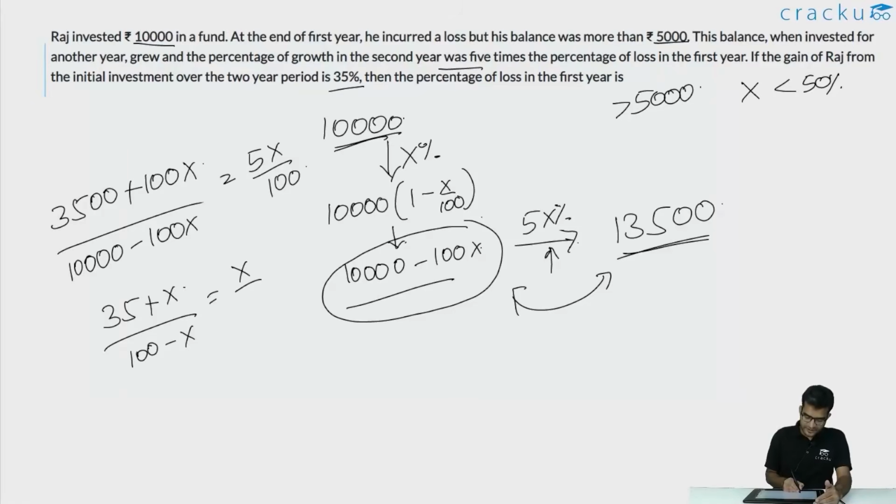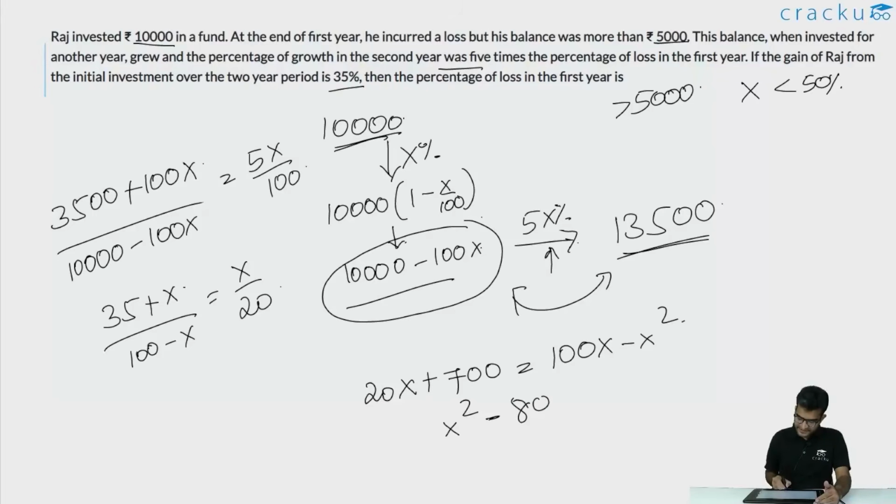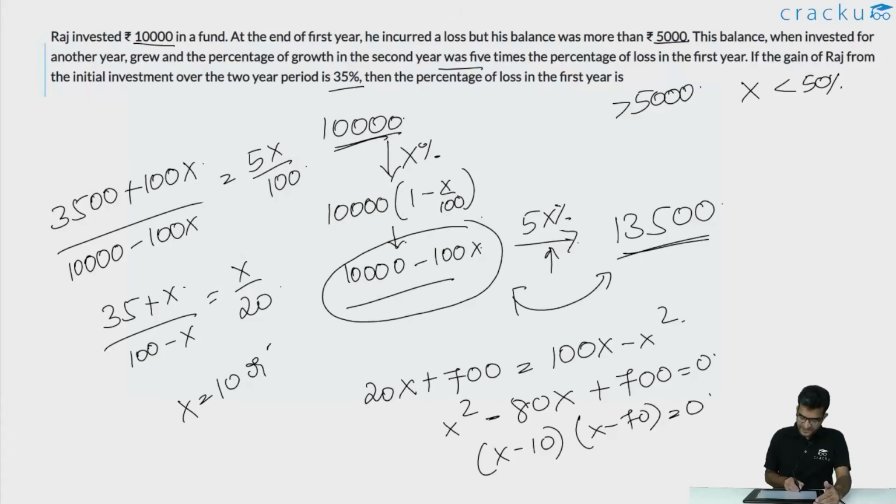is x by 20. Now if you cross multiply, you are going to get that 20x plus 700 is equal to 100x minus x square, or x square minus 80x plus 700 is equal to 0, or (x minus 10) into (x minus 70) is equal to 0. So the value of x is either 10 or 70.